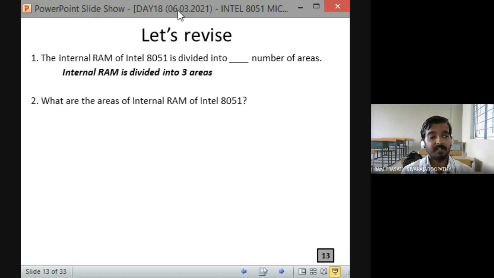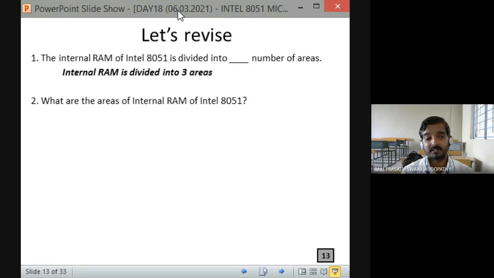What are the areas of internal RAM memory? What are the 3 areas? Dixon, it is not 2 areas, it is 3 areas. What are the 3 areas? Can you people type it in the chat? How is the total 128 byte RAM divided?